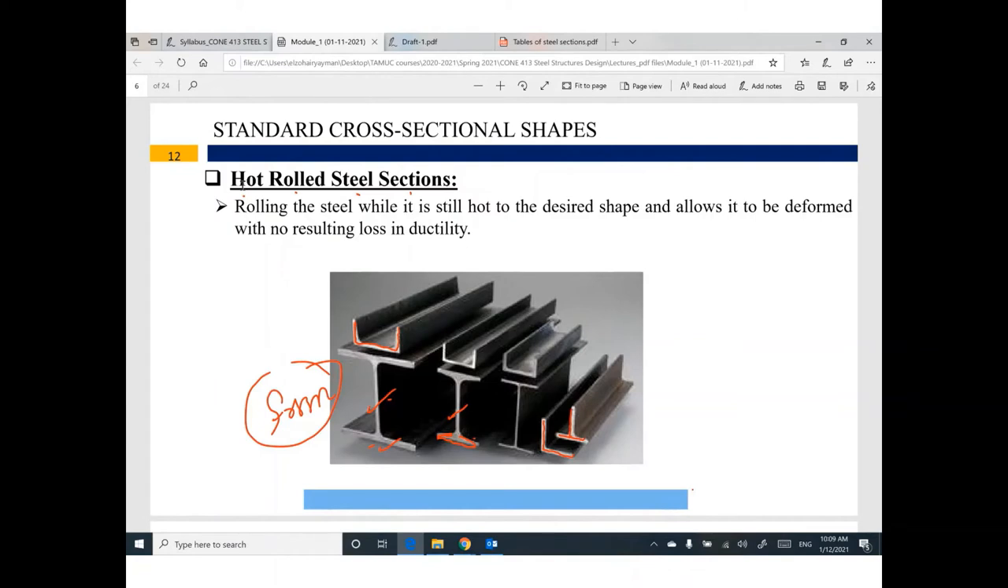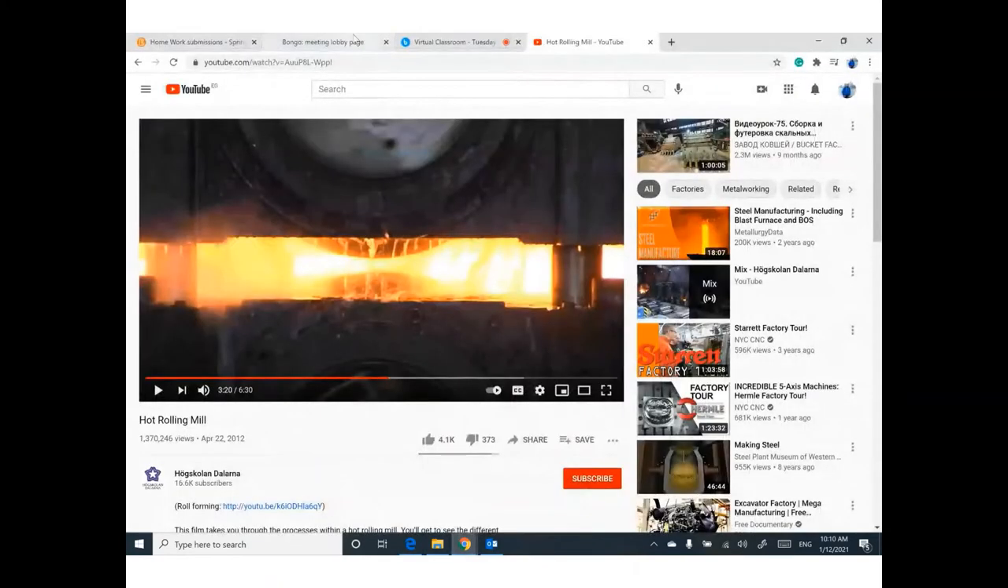When we go to RISA 2D, you will see this statement one more time. Hot rolled steel section means the production of this cross section is done by heating the steel first to be easy to deform, and then cooling it by water or whatever the process.